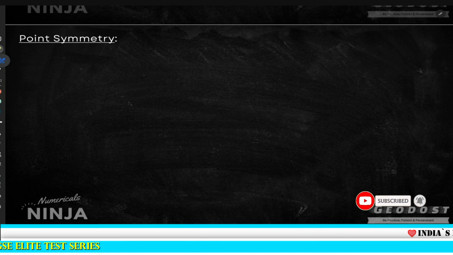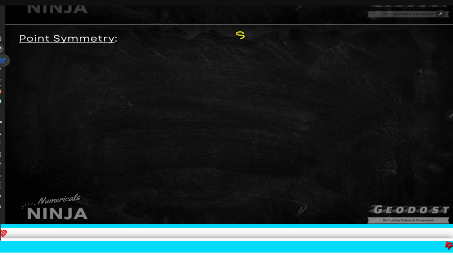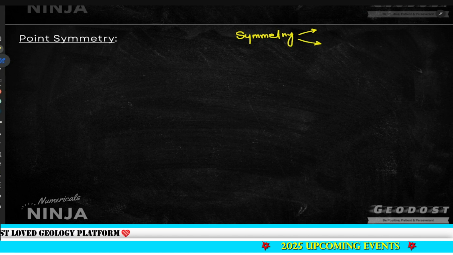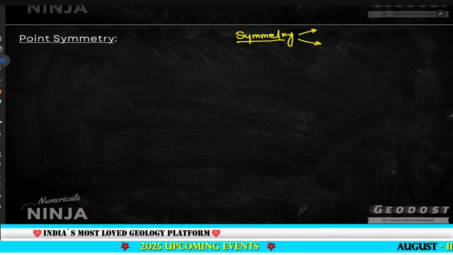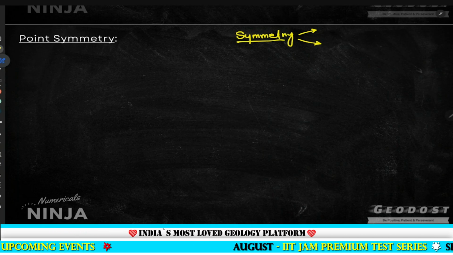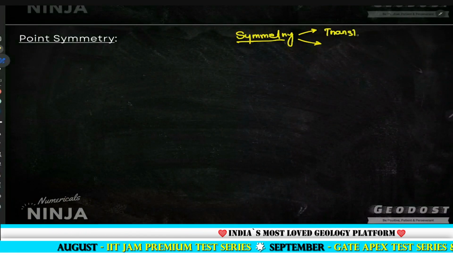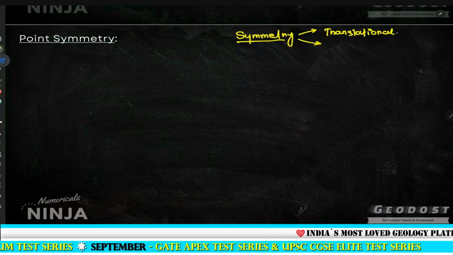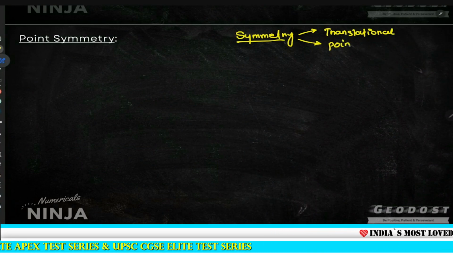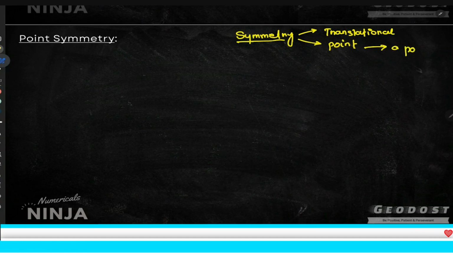If you remember, let me start from the basics. We have already seen this symmetry. Symmetry has a proper definition, but basically it is the arrangement of the motifs. There is a pattern. It may be translational, or it may be point symmetry. Point symmetry is about a point, and translational symmetry is about a volume. Now we are going to see point symmetry.